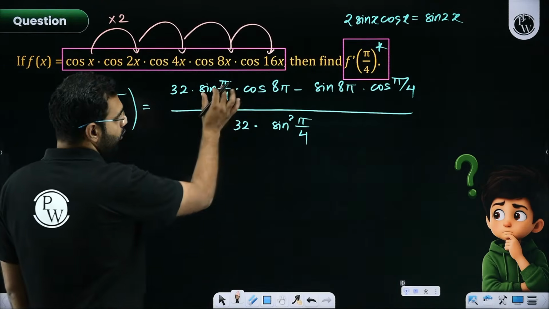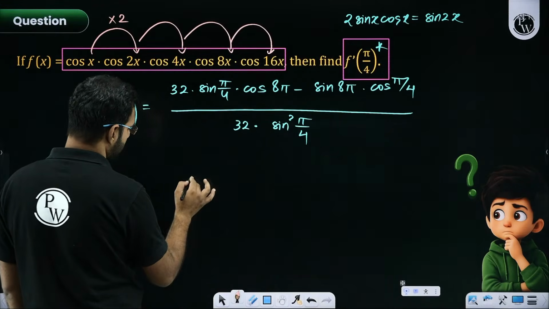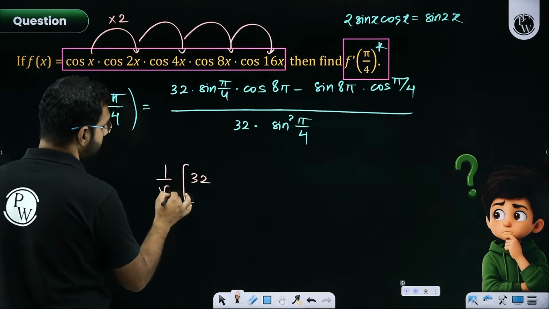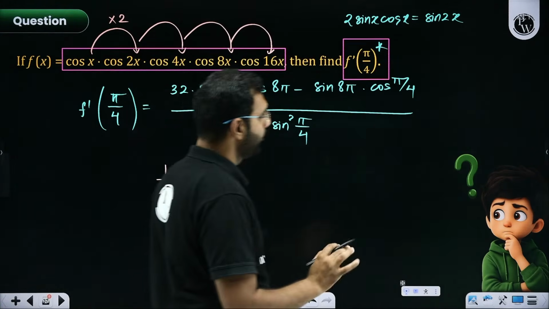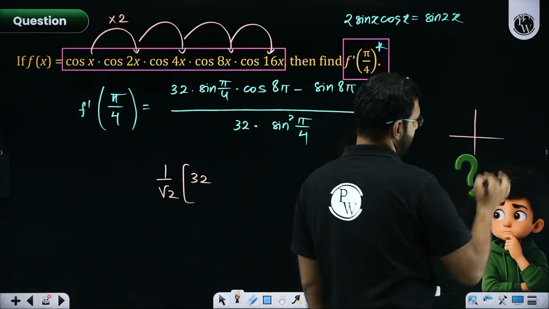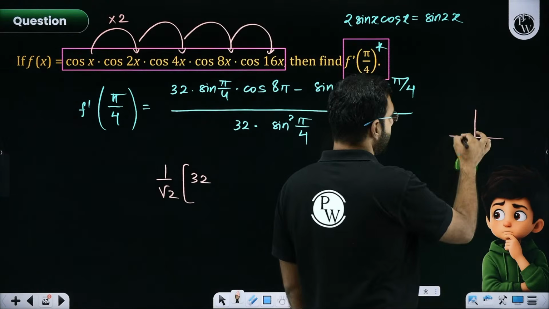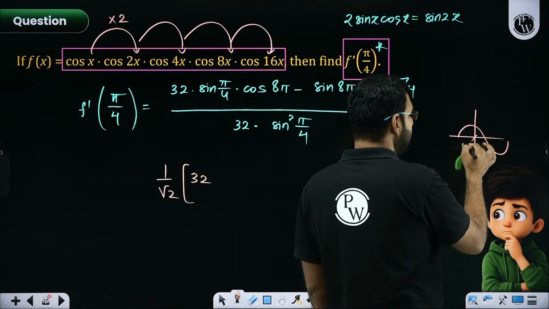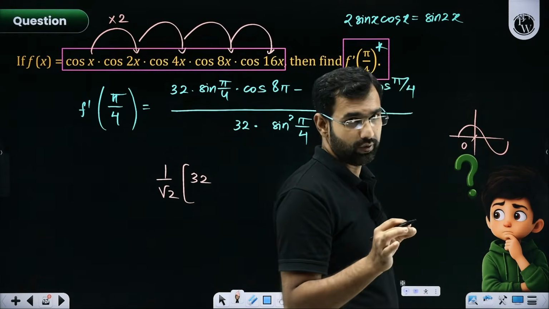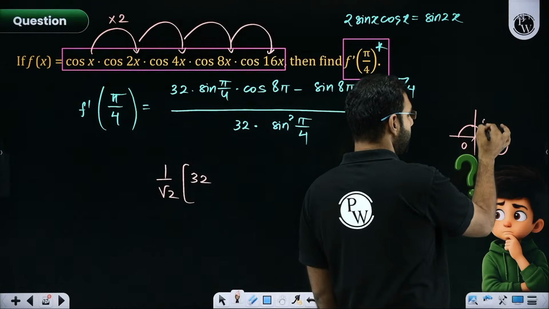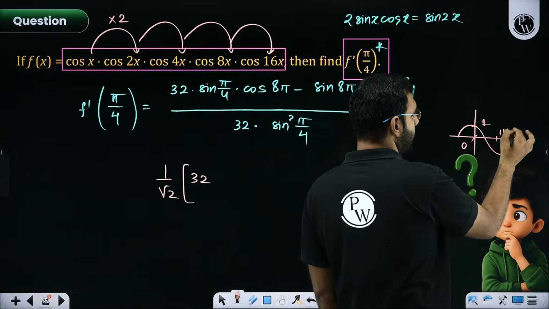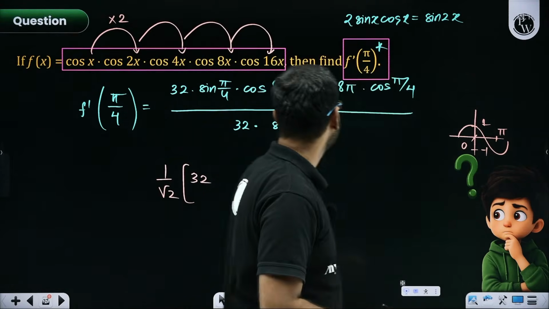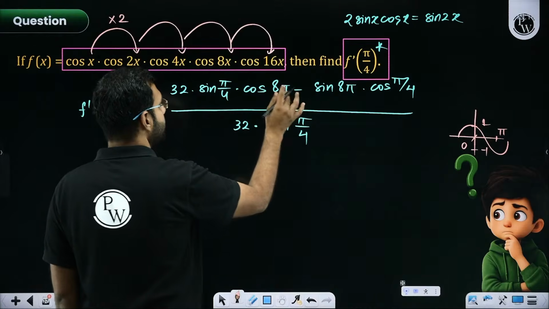So 1 by root 2, 1 by root 2, if I take common, so this is 32 cos 8 pi. I hope you remember that the cos function is going like this. At any even multiple of pi, cos is 1. At any odd multiple of pi, cos is minus 1. Do you remember it, everyone? So here, what are we dealing with? Sir, we are dealing with an even multiple of pi. So this should be 1.